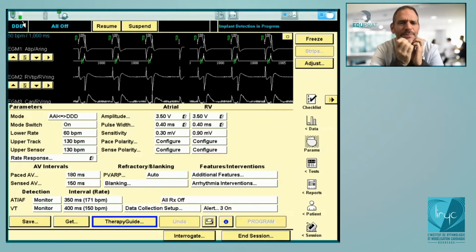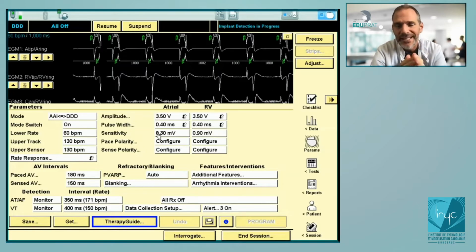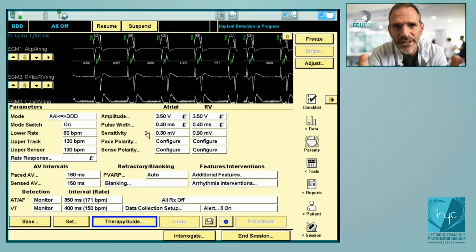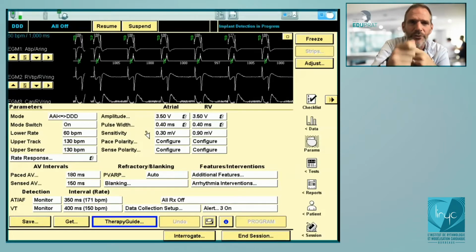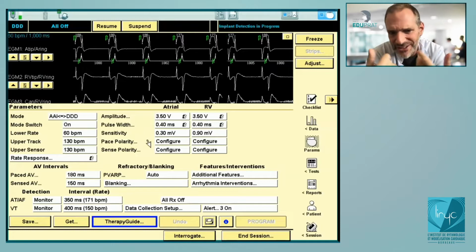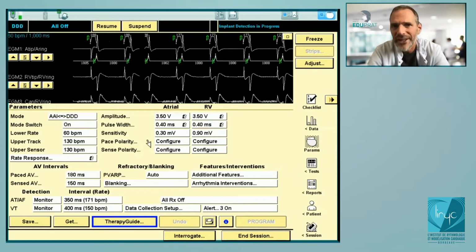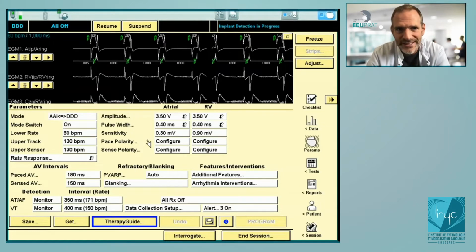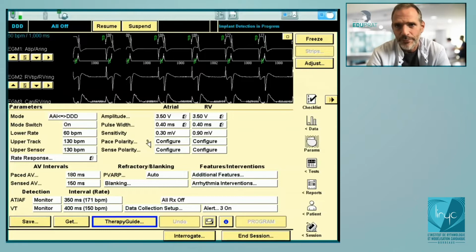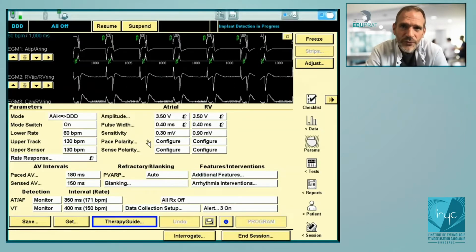You see here, pace polarity is configured, sense polarity is also configured. It means that you do not, at this time, you have not entered the information and said, you have not programmed the fact that this lead is, for example, unipolar or bipolar. So the device does not know if it is a unipolar or bipolar lead. So during 30 minutes, it will repeat some tests to be sure that this is really a bipolar lead, for example. So once you connect it, it will work in DDD mode for 30 minutes.